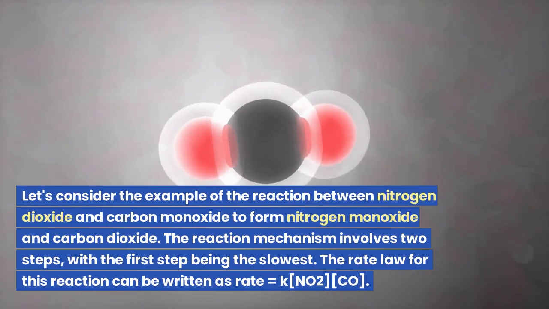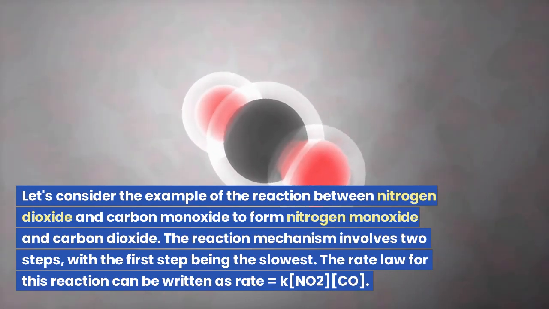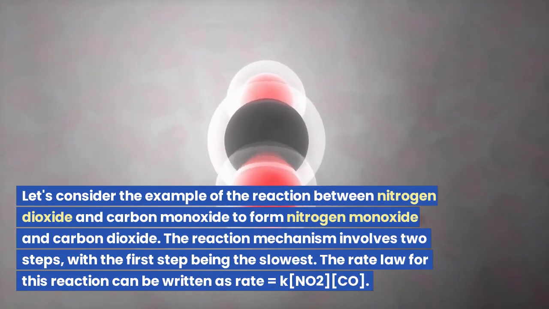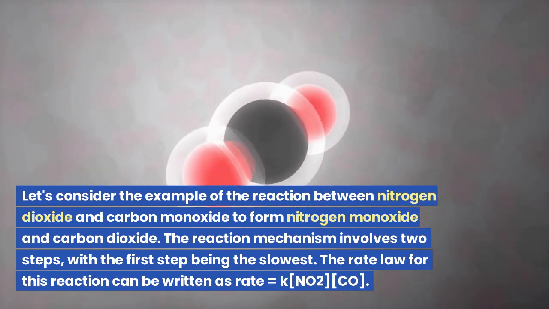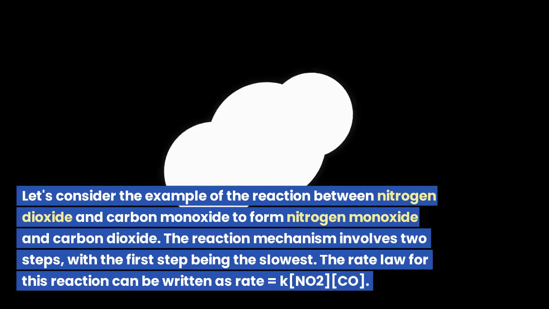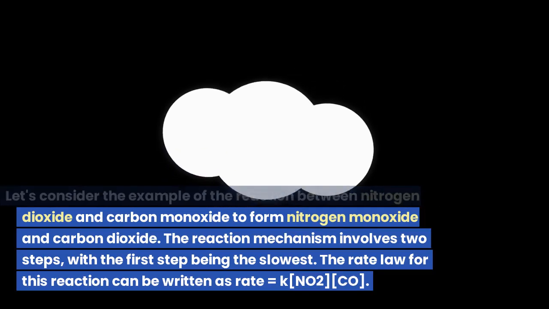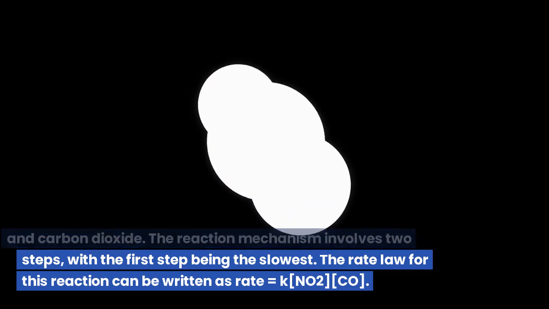Let's consider the example of the reaction between nitrogen dioxide and carbon monoxide to form nitrogen monoxide and carbon dioxide. The reaction mechanism involves two steps, with the first step being the slowest. The rate law for this reaction can be written as rate = k[NO2]².